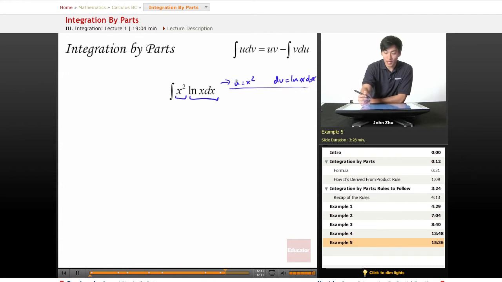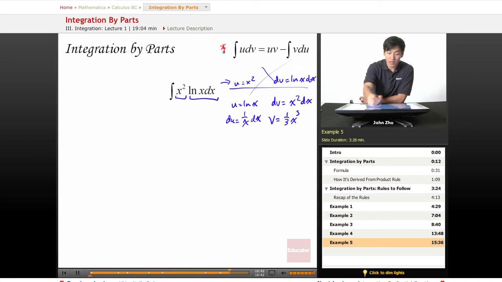So let's go ahead and switch those around and use u to be ln of x and dv to be x squared dx. Well, if we choose dv equals x squared dx, then we know that v equals 1/3 x cubed just by power rule. And we know that du equals 1/x dx. And now we can apply these terms into our integration by parts formula.